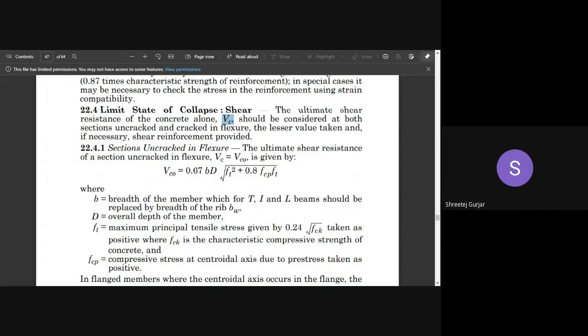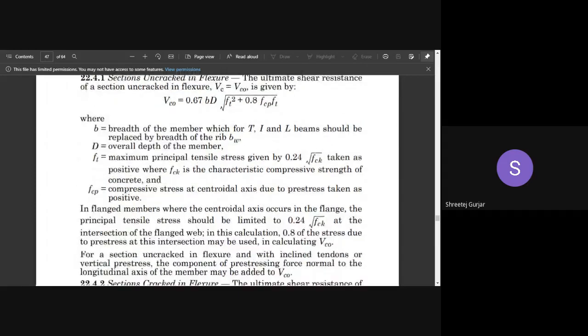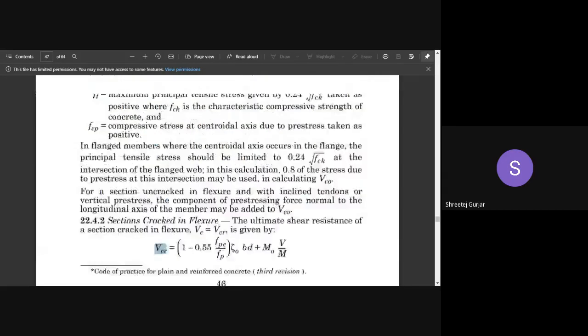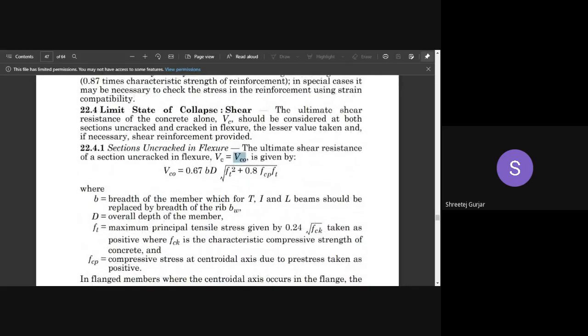In an uncracked section, VC we will consider as VCO, which is uncracked; sections uncracked in flexure, VCO. And once it is cracked, we will consider it as VCR. For cracked sections, we will consider VCR, right? CR meaning cracked and VCO meaning uncracked. So we have one formula for VCO. You can see here VCO is equal to 0.67 b D square root of ft squared plus 0.8 fcp into ft.